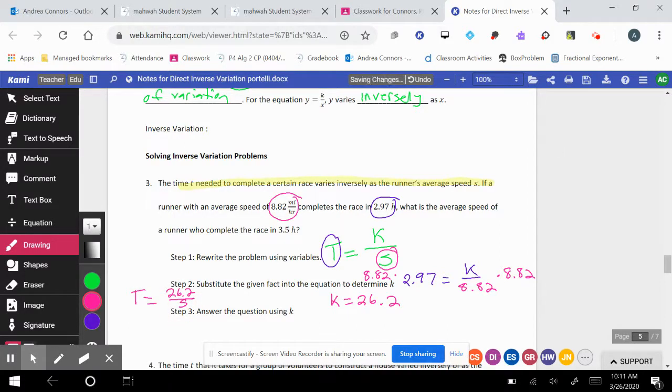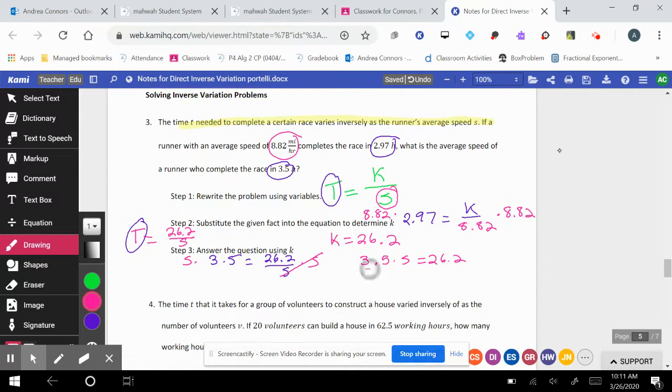And then we have to answer the question. So again, we are plugging in 3.5 for t. So 3.5 is equal to 26.2 divided by s. And again, you can't have a variable in the denominator, so you multiply each side by s. That way you get it out of the denominator. You have 3.5 times s is equal to 26.2. Divide each side by 3.5, and your speed is going to be 7.5 miles per hour. And that is your answer.